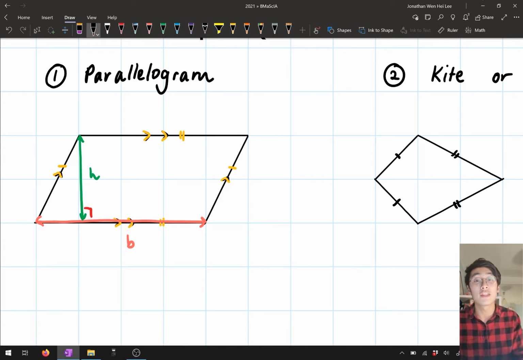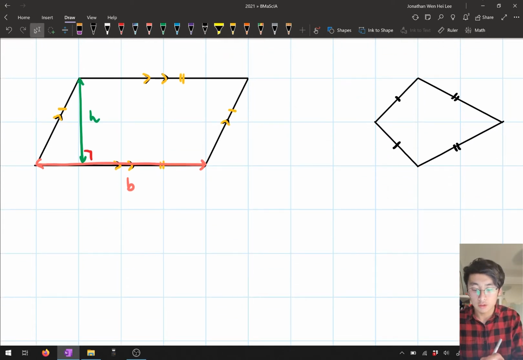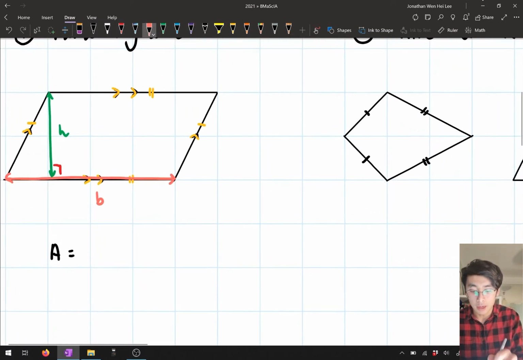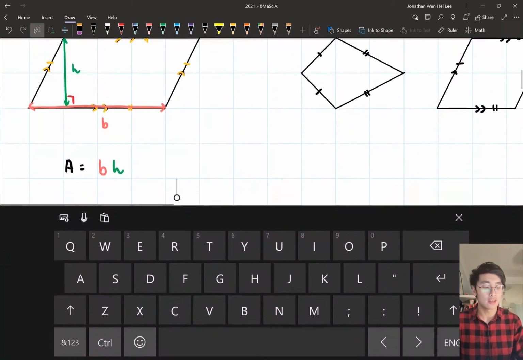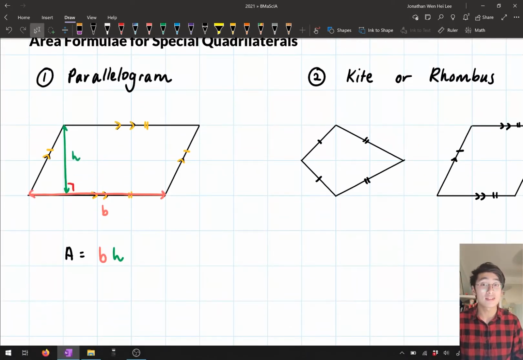And so when I try to find the area of a parallelogram, we just use the formula A is equal to B H, or just B times H. So when we're trying to find the area of a parallelogram, we use this formula A is equal to BH. The area of my parallelogram is the base times the height.